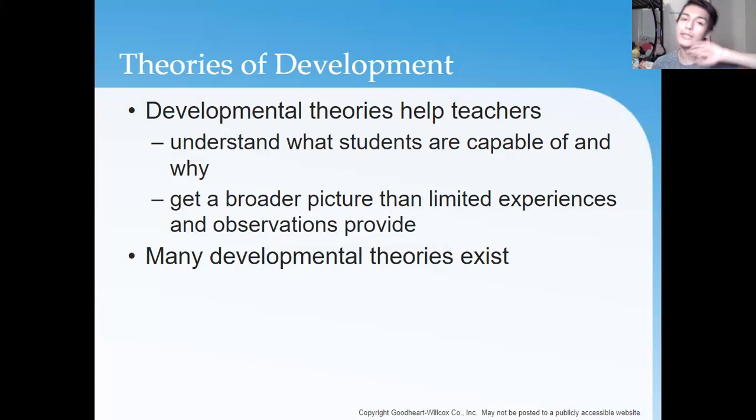So developmental theories help teachers. This is how they help teachers: it helps them to understand what students are capable of and why, and they get a broader picture than limited experiences and observation. In addition, many developmental theories exist. So many teachers might stick to one theory, but another teacher might stick to another. It's just a matter of what the teacher thinks is correct.